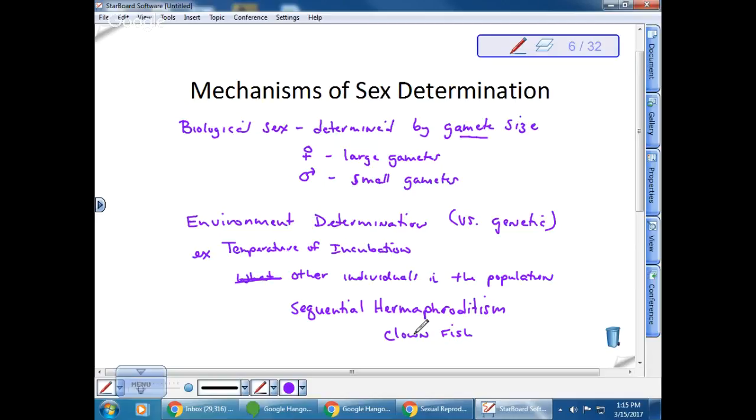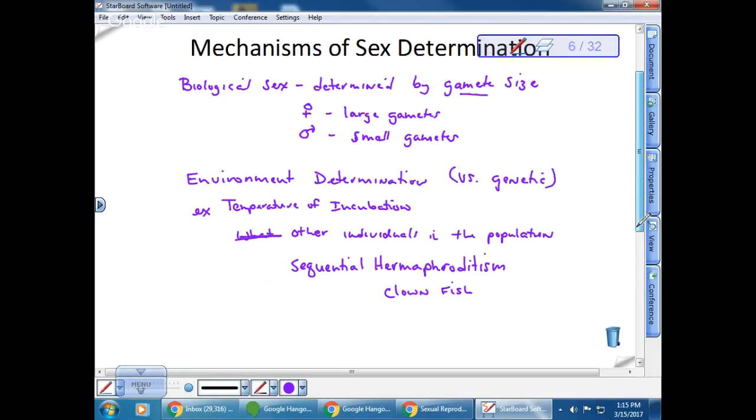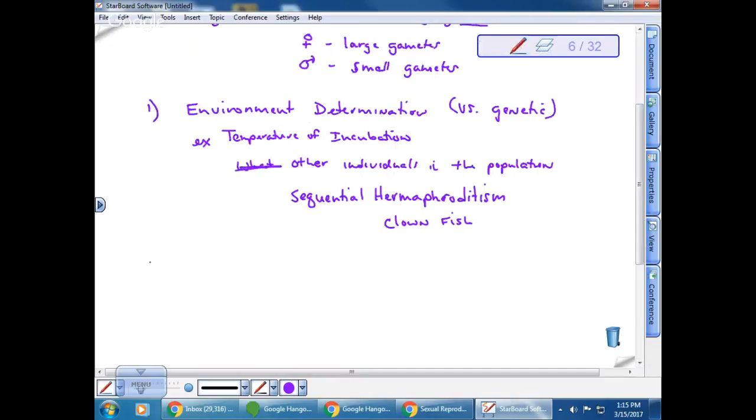So if you take a bunch of clownfish and you isolate them and they're all males, then one of them, usually the most dominant, will become the female. So what sex you are depends upon what other individuals are doing in the population. That's called sequential hermaphroditism. Okay, so this is environment. We can also look at genetics.